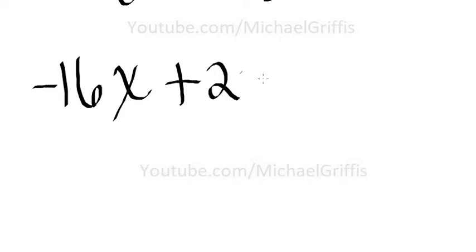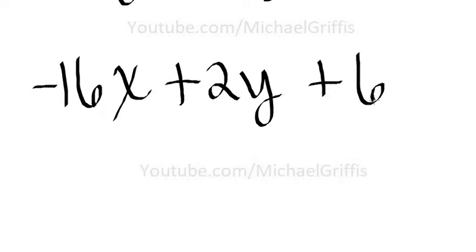We have negative 16x plus 2y plus 6z. All right, so once again, we're going to look at each one of these terms. What do they have in common? Well, there's not an x in this term, and there's not an x in that term, so we can't be pulling any x's out. As you can see, each one of these terms has a different variable, right? x, y, and z.